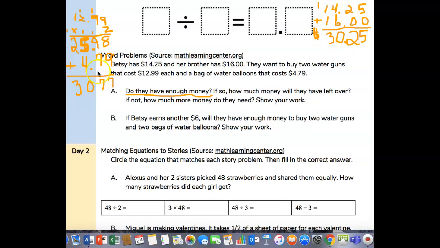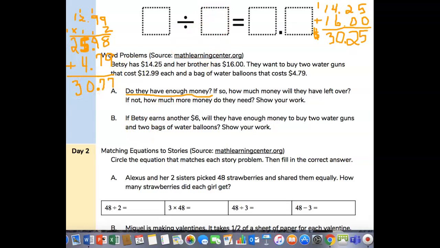Now, this we're adding, so we just bring down our decimal point. Okay, so they need $30.77. That's how much all this is going to cost. Do they have enough money? No, they don't. Okay, so let's see what it says here. If so, how much money is left over? There's none left over. If not, how much more money do they need? All right, so how do we find out how much more money they need?